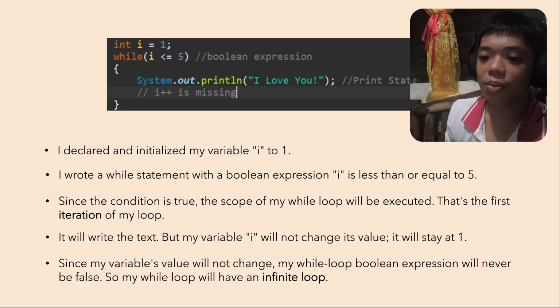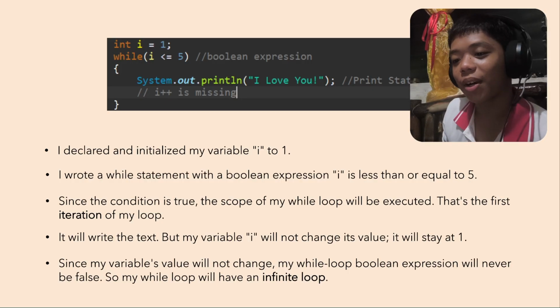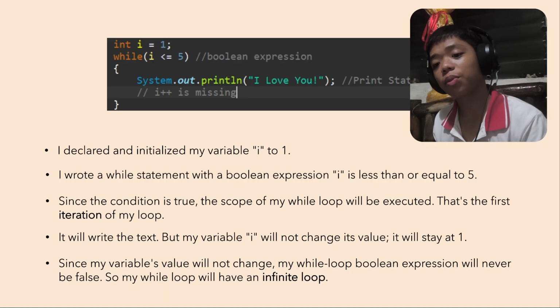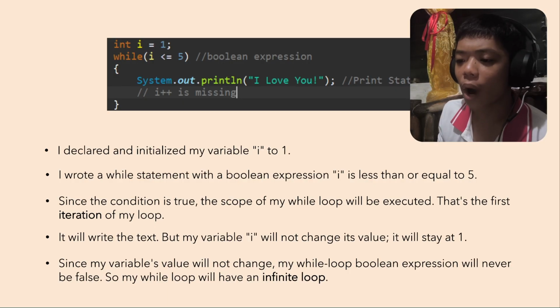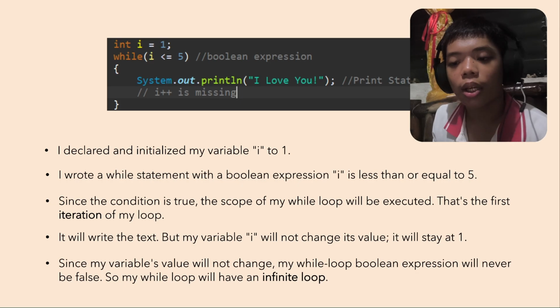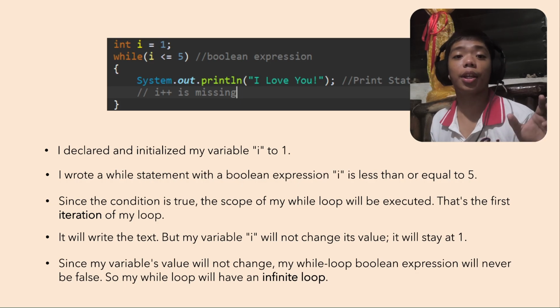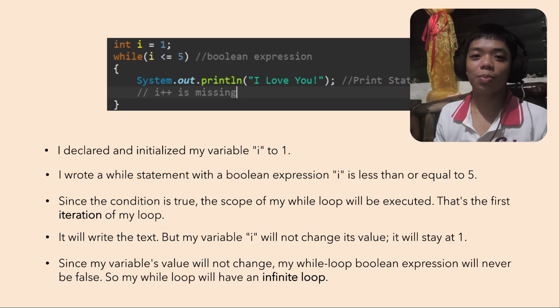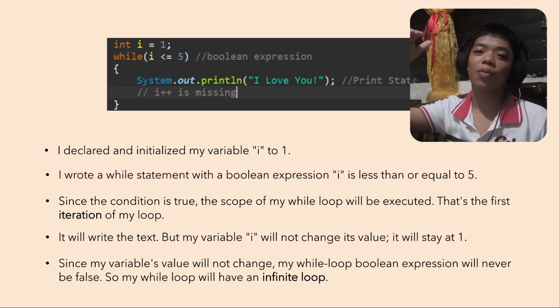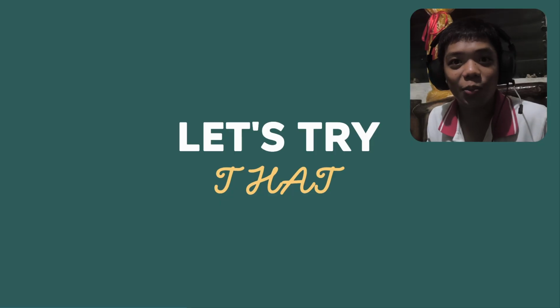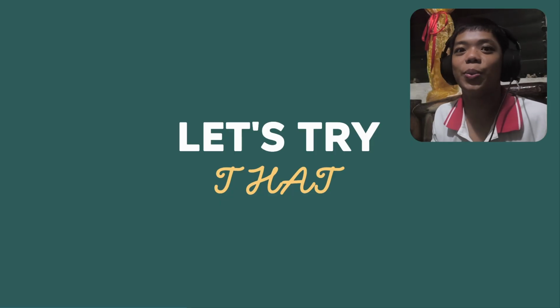Get it? So it will write the text, but my variable i will not change its value. It will stay at 1. Since my variable value will not change, my while loop Boolean expression will never be false. So my while loop will be an infinite loop. In this while loop, there will be no ending, so it will just print an infinite amount of "I love you" in our console. Let's go ahead and try a while loop and see how it actually works in real code.